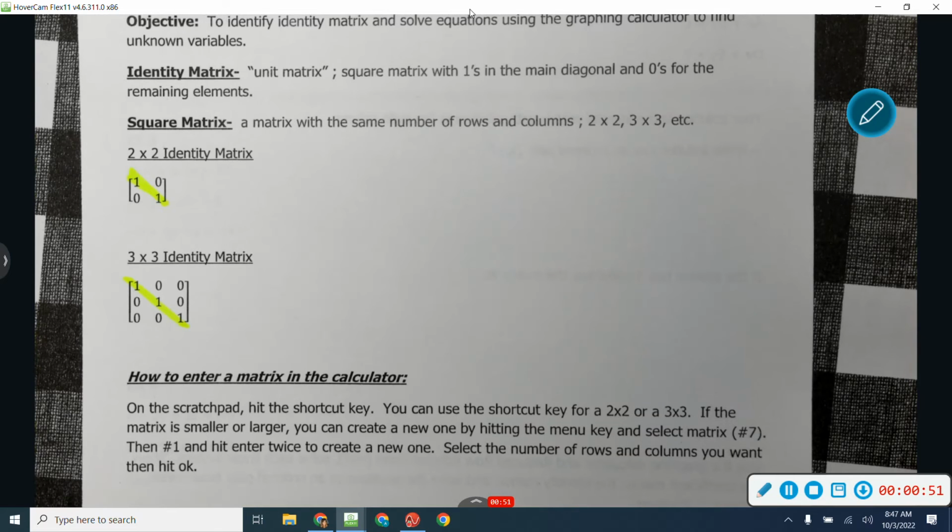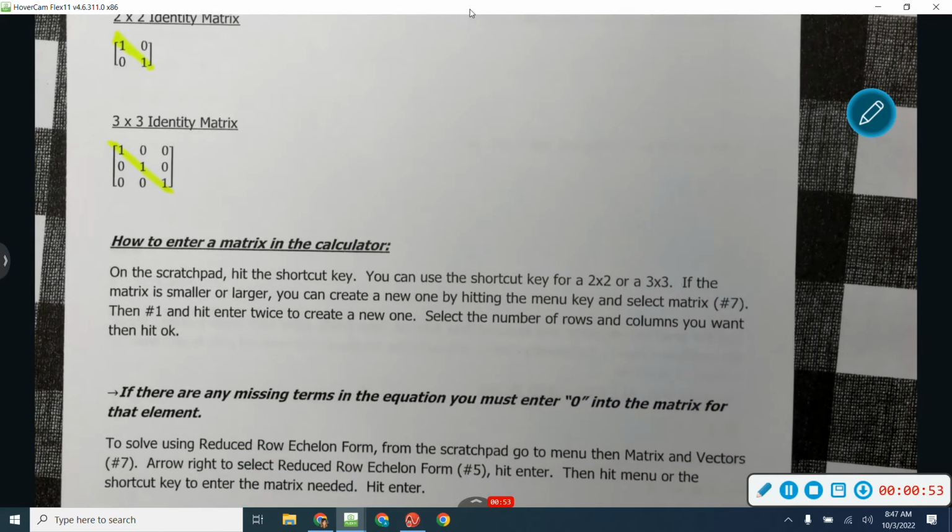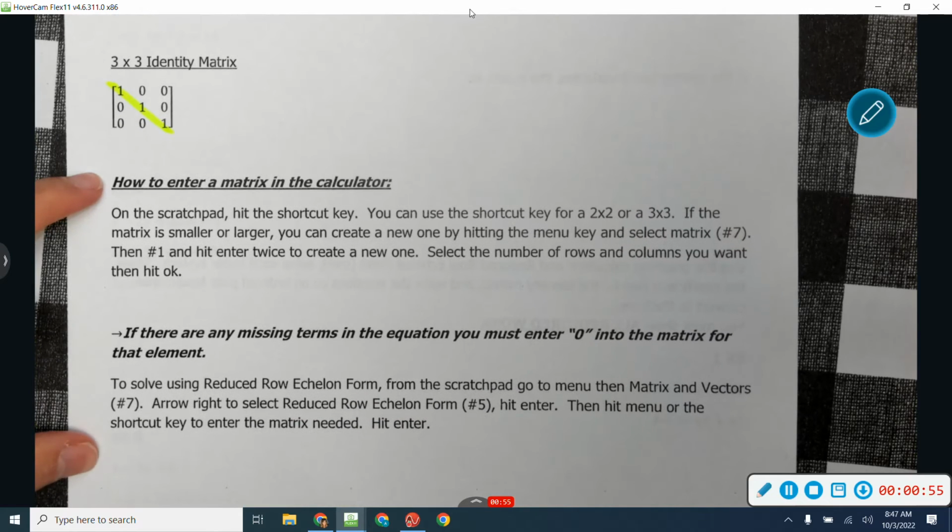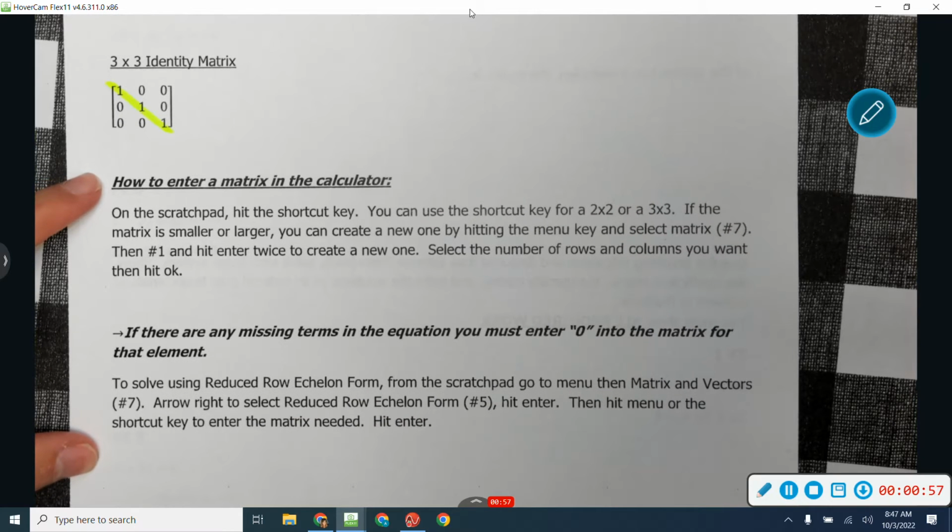Okay. Now, I put step-by-step on how to enter in matrices in the calculator, but I'm going to just show you that as I go. So if you get confused, you can always refer back to this, but I'm just going to show you and do it in the calculator instead of just reading this out, okay?